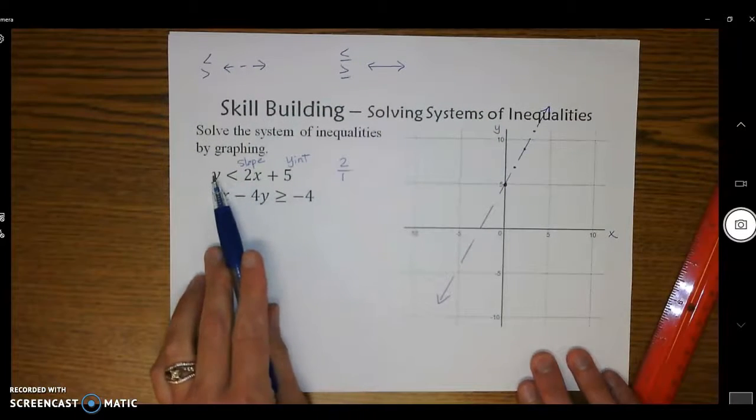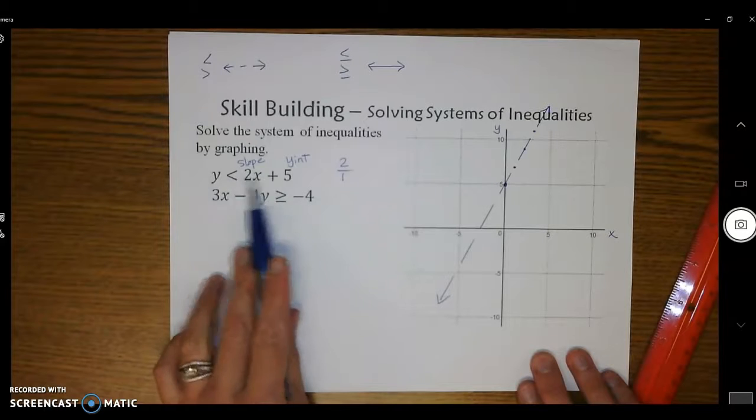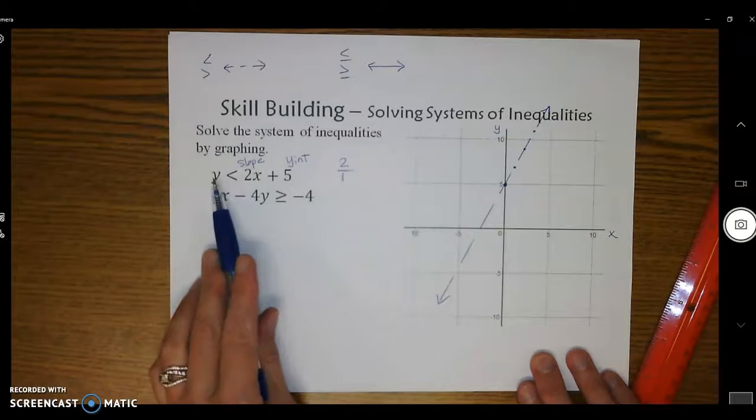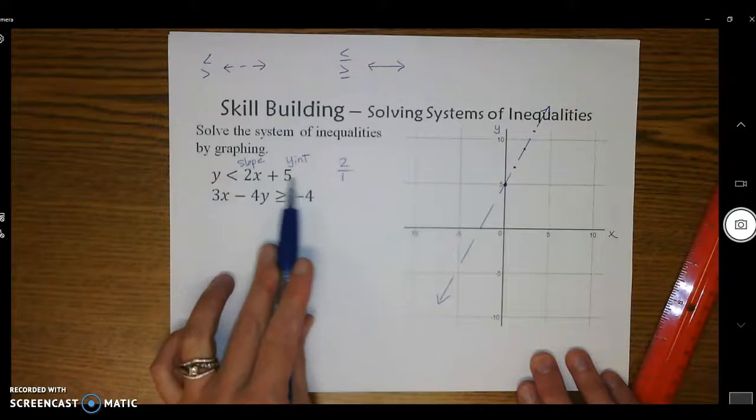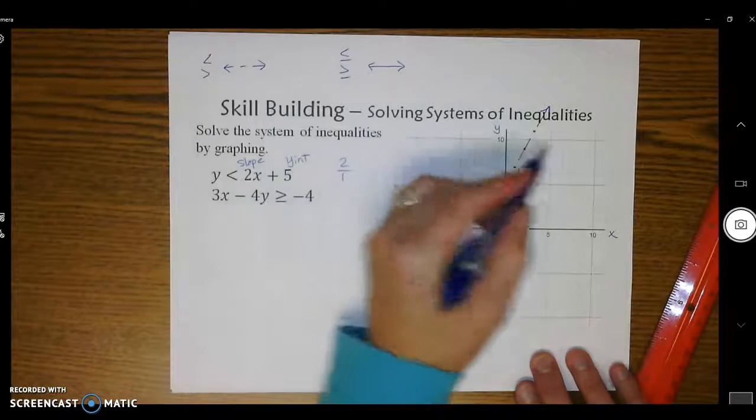This is saying the y-axis is underneath the line. Less than is under. So all my y values on the y-axis are underneath the line. So I'm going to shade here.